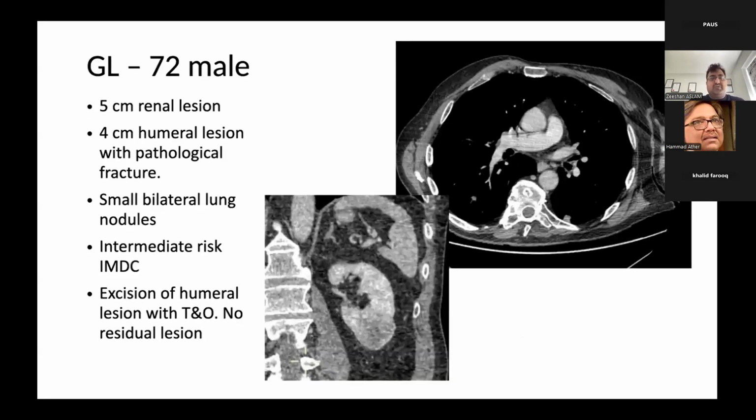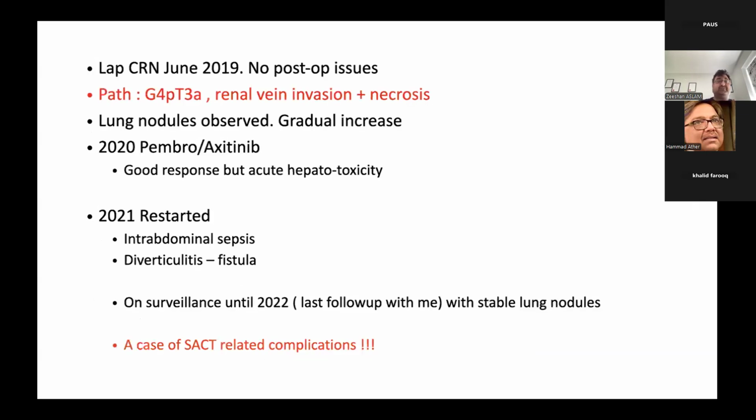There's another patient who had a little bit more aggressive disease, a renal lesion as well as humeral metastasis, which had a pathological fracture and bilateral lung nodules. He had excision of the humeral lesion by the trauma team because of the fracture, and they cleared up the disease for this patient. And then we did a laparoscopic nephrectomy, which was a very aggressive disease, G4 pT3a.